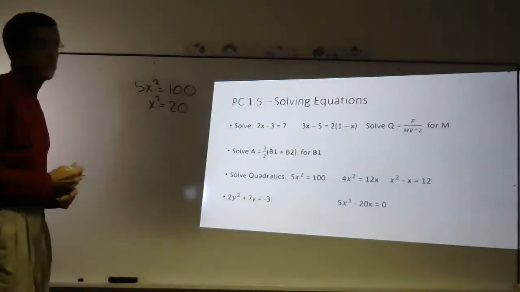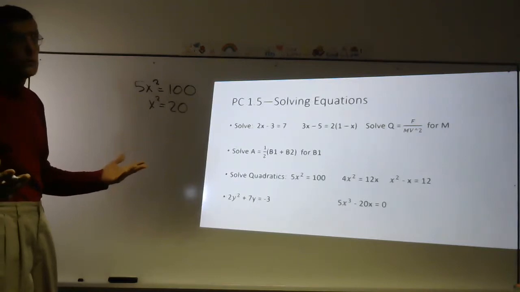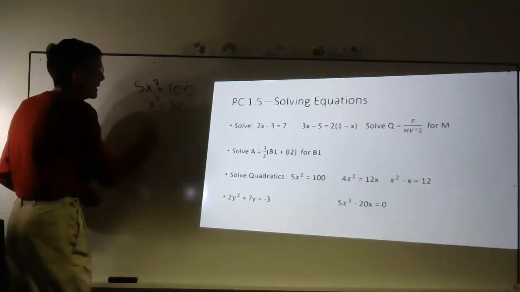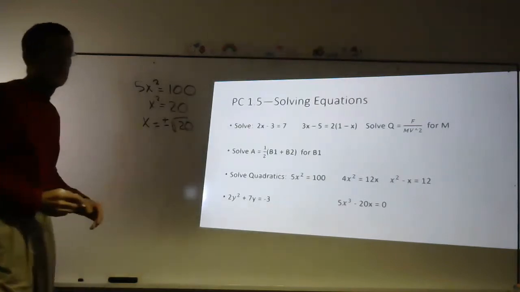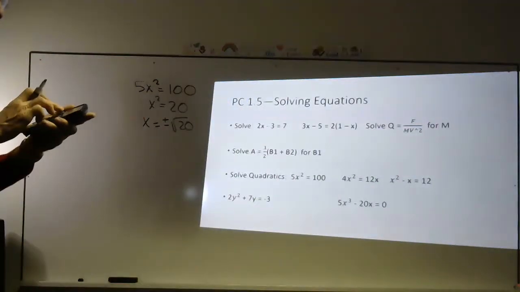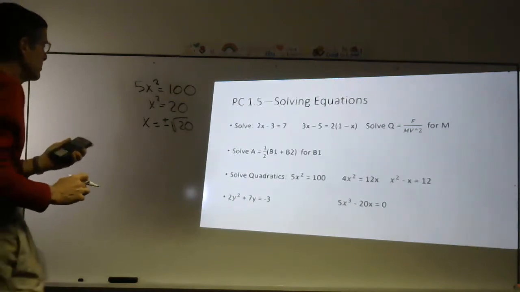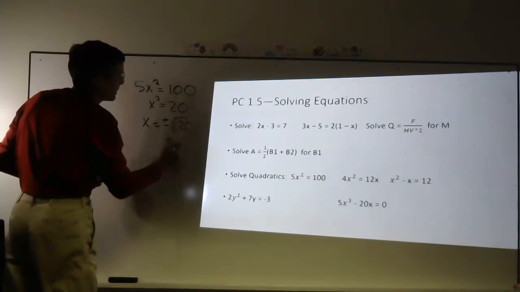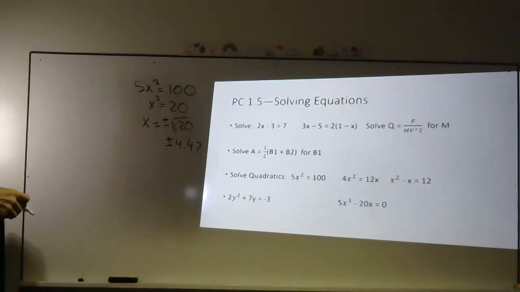You get 20. Some number squared is 20. How do you get rid of a square? You take a square root. So x could be the positive or the negative square root of 20. And we can find the square root of 20 is 4.47, so I know it's plus or minus 4.47, rounded off. Okay? That's just finding a square root.